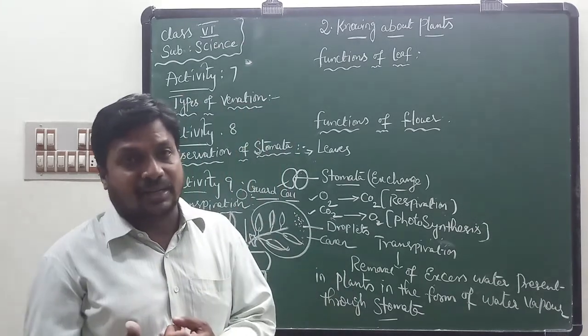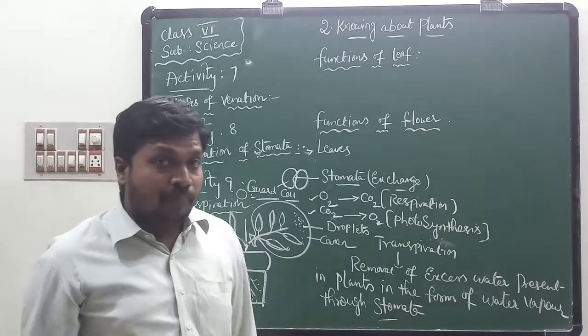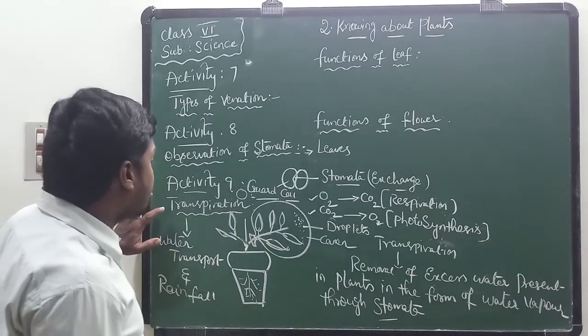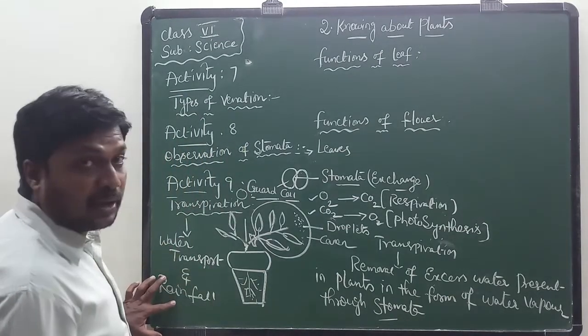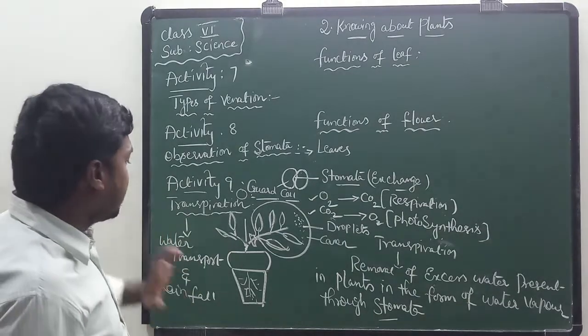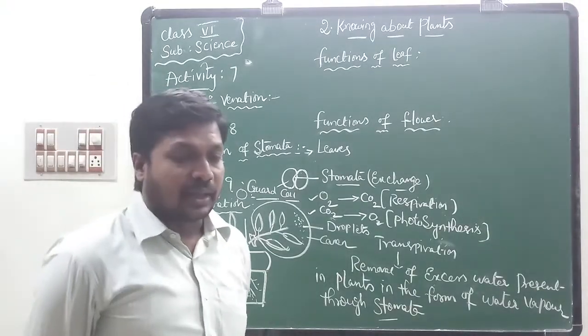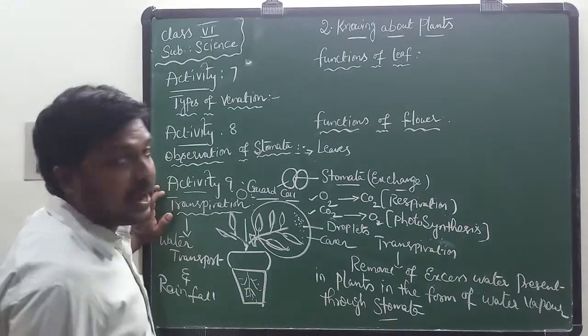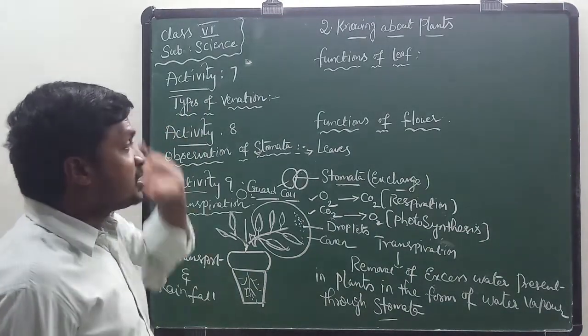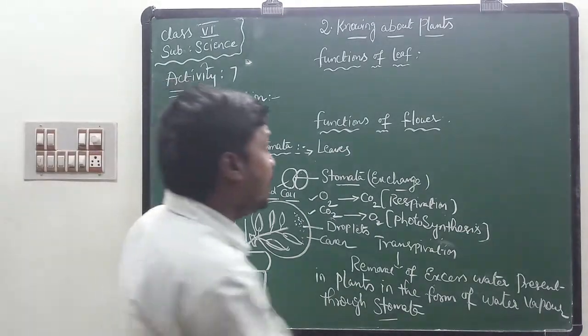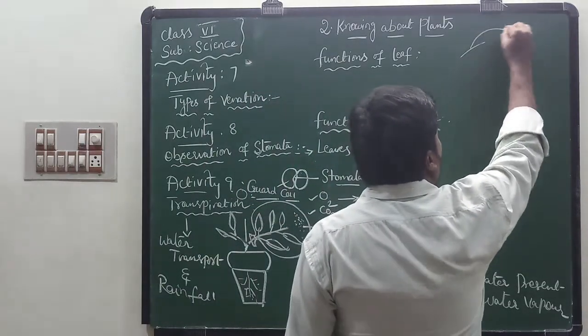When more trees are present, more transpiration occurs. When more transpiration occurs, rainfall also increases. So there is a relationship between transpiration and rainfall. When transpiration increases, rainfall also increases. This is about transpiration. Functions of leaf, already explained in the previous class.